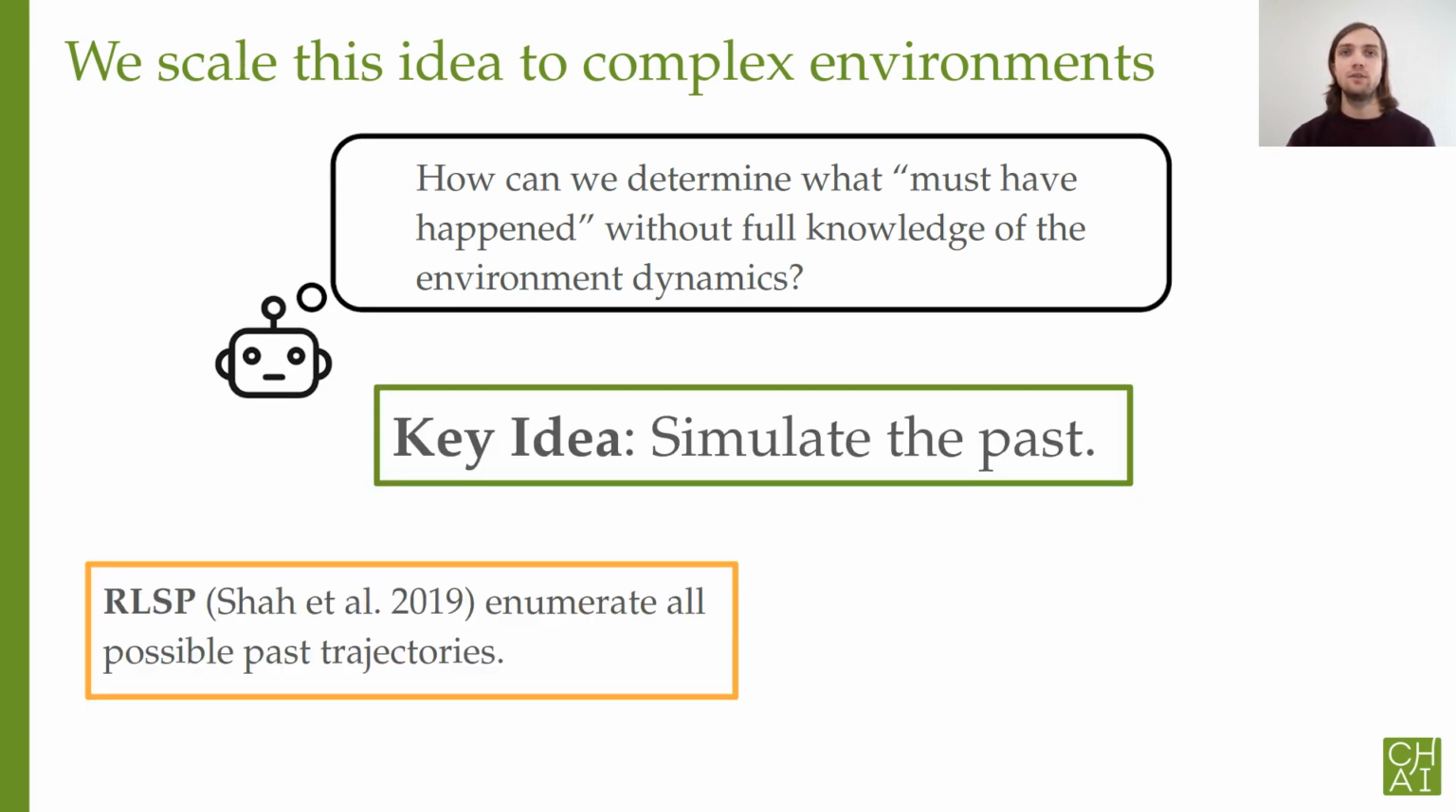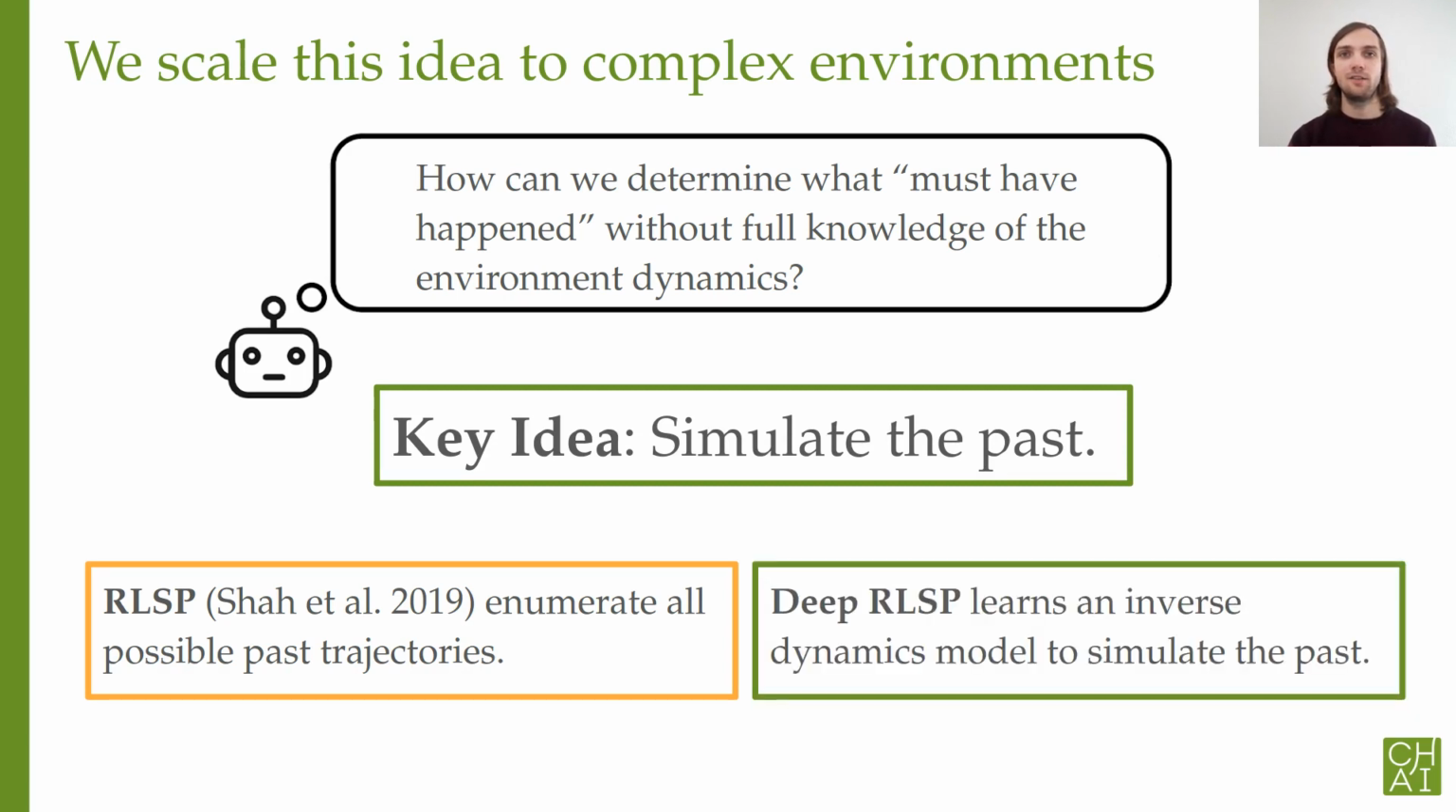So prior work uses knowledge of the environment dynamics and enumerates all possible past trajectories in order to determine what must have happened. In contrast, Deep RLSP learns a model of the inverse dynamics and uses it to simulate past trajectories.